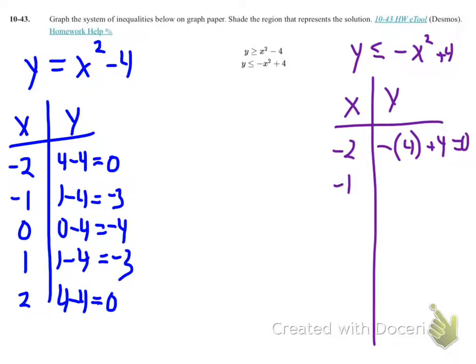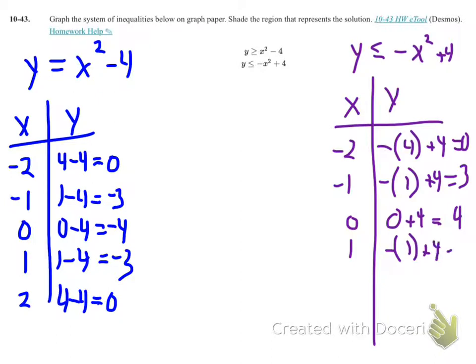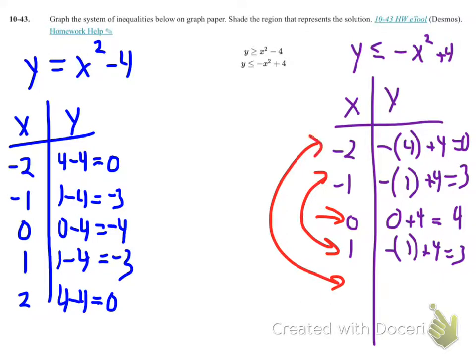Then when I put in negative 1, I will have a negative, and then negative 1 squared is positive 1, and then plus 4. This will now give me a negative 1 plus 4, which is positive 3. When I put in 0, I will get 0 plus 4, which is 4. When I put in positive 1, again, it will be the same as negative 1. I will have a negative, and then 1 plus 4, which will be 3. Notice again, just like the last problem, these numbers are the same, so that's my vertex. These numbers should be the same. So when I put in 2, I will have a negative, and 2 squared is 4, plus 4, that does equal 0.